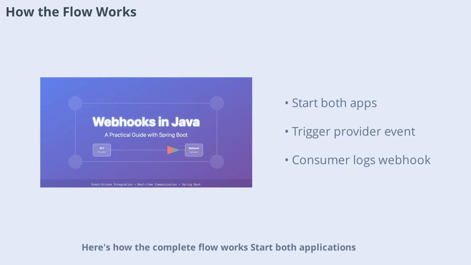Here's how the complete flow works. Start both applications, with the consumer listening on one port and the provider on another. When you trigger an event in the provider, it calls the webhook service, which sends a post request to the consumer. The consumer receives and processes the payload, and you'll see log messages confirming the webhook was handled. This end-to-end flow demonstrates real-time, event-driven communication between two systems.